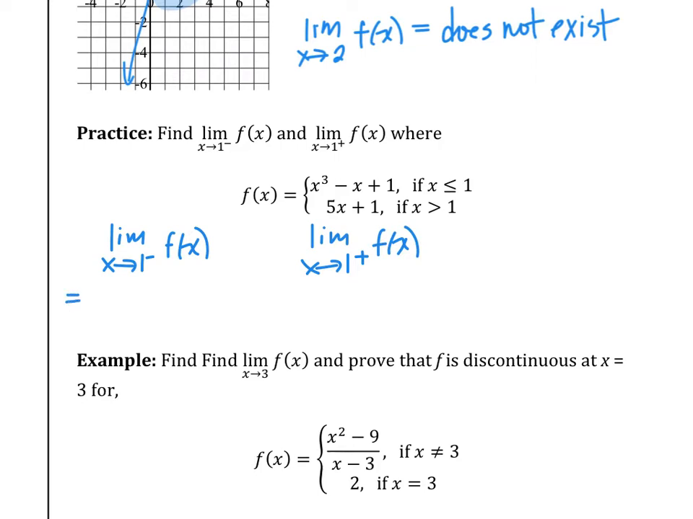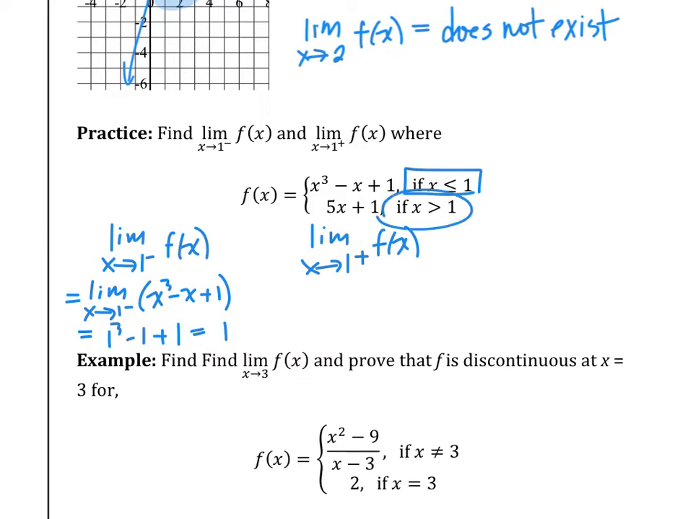All right, so this one, limit as x goes to 1 from the negative side. From the negative side, we're using numbers that are smaller than 1, so we're going to use this function. Okay, so that is x cubed minus x plus 1. Plugging it in, 1 cubed minus 1 plus 1, that is 1. Okay, from the right-hand side, we're going to use this part, so that is 5x plus 1. So limit as x goes to 1 positive of 5x plus 1, we're going to plug it in, so 5 times 1 plus 1 is 6.